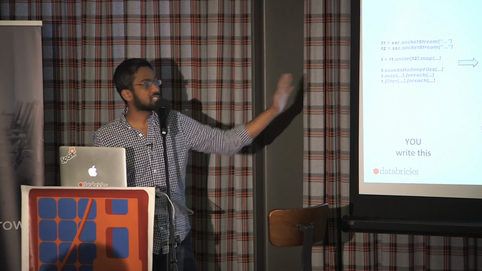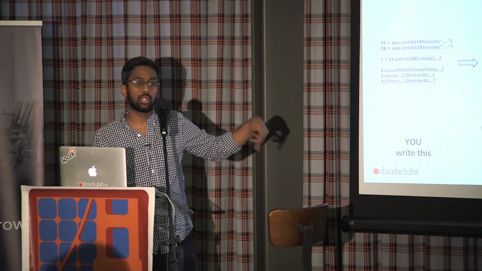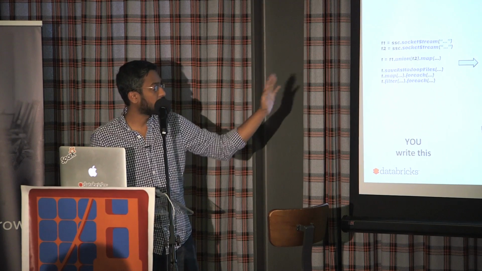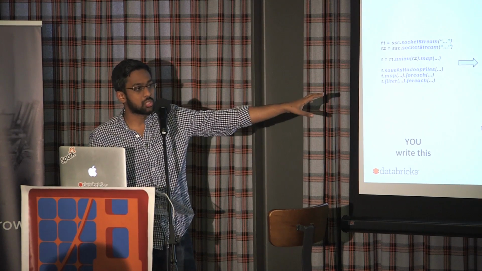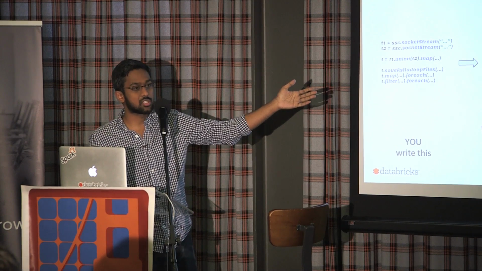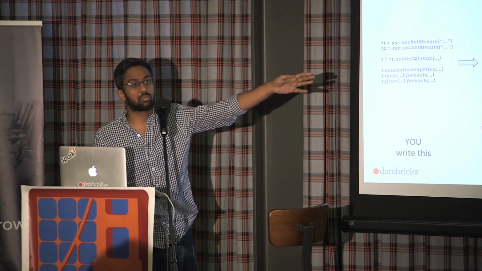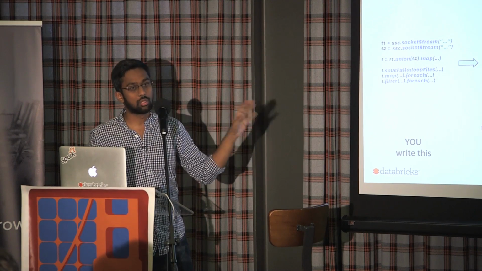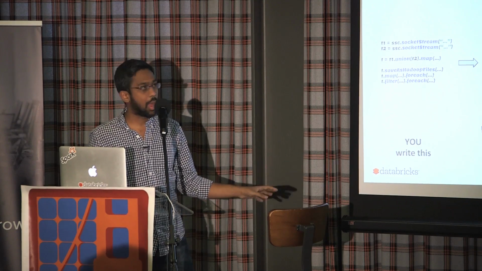All this happens on the driver for every batch interval. If the batch interval is 1 second, then every 1 second this DAG gets compiled and pushed to the queue, and then Spark picks from the queue, compiles the stages, breaks them into tasks and pushes them to the executor. So this is an end-to-end view of a Spark streaming app.